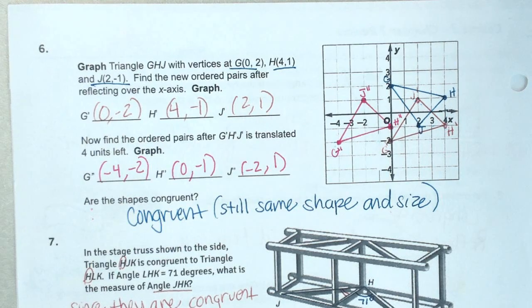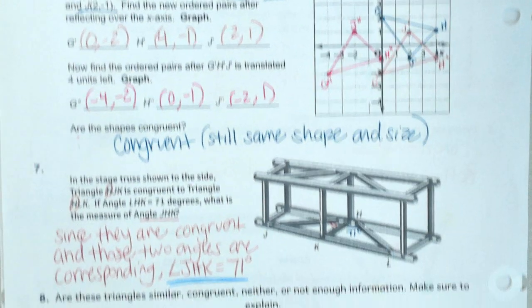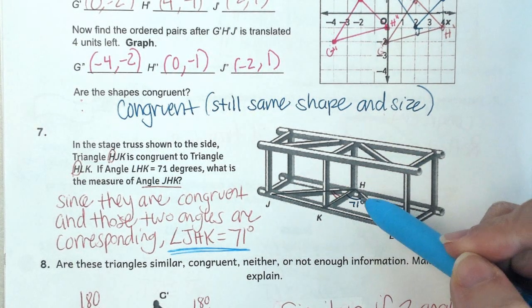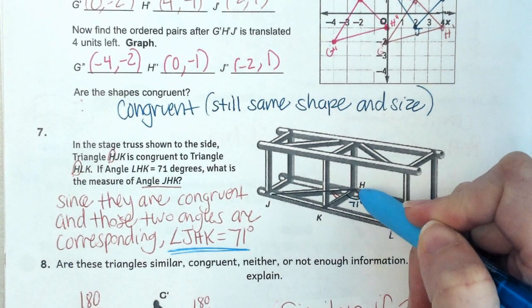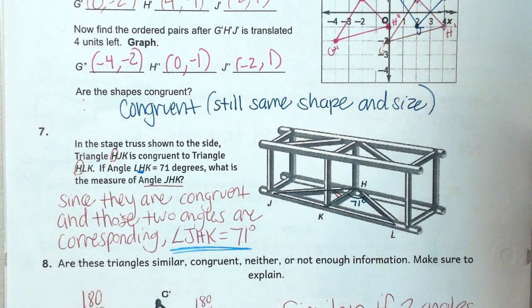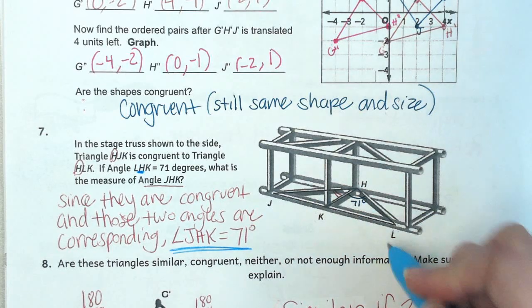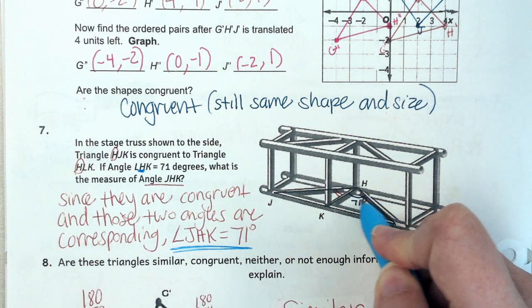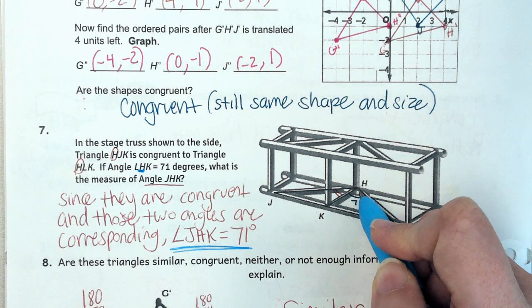On the next one, I have written out way more than you need. Okay, I just wanted to make sure you understood. In this one, we start by knowing angle LHK. Remember, you always kind of look at the middle letter to know what we are looking at. LHK is this one right here. That angle is 71 degrees.